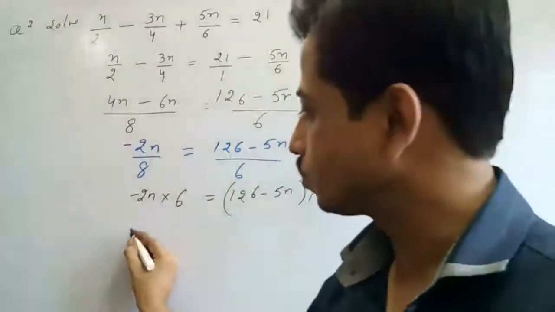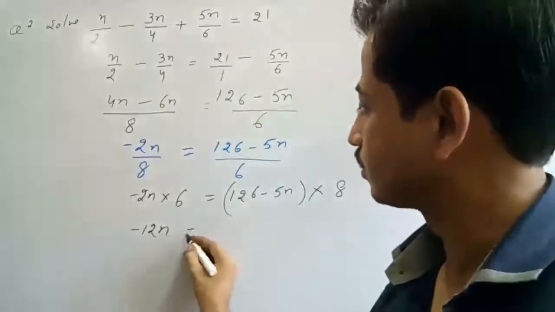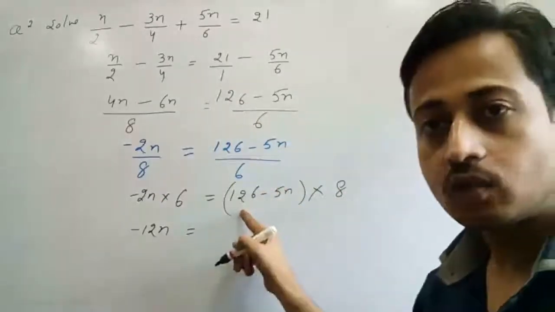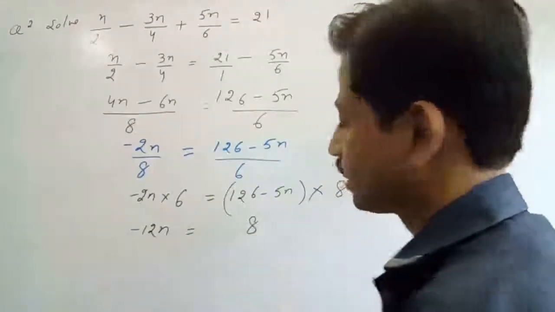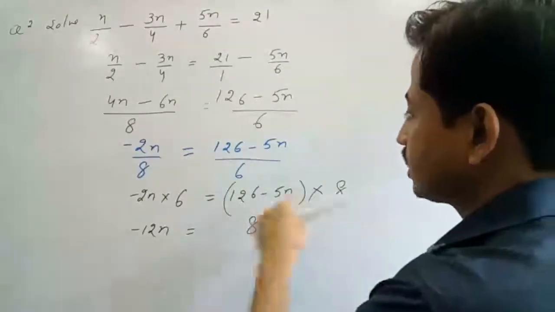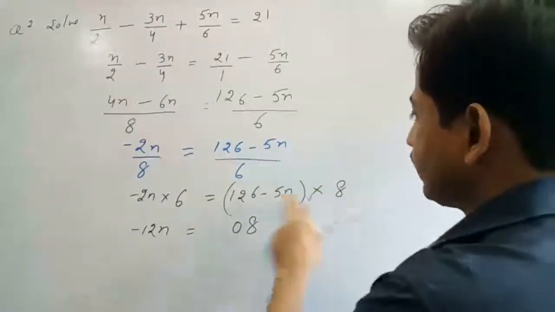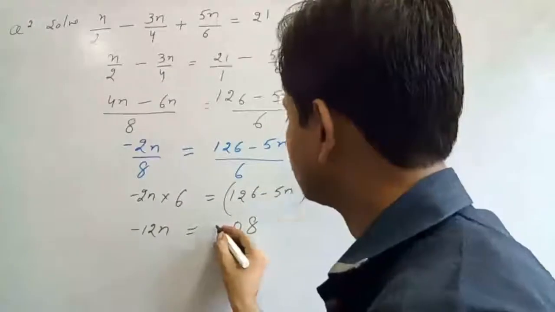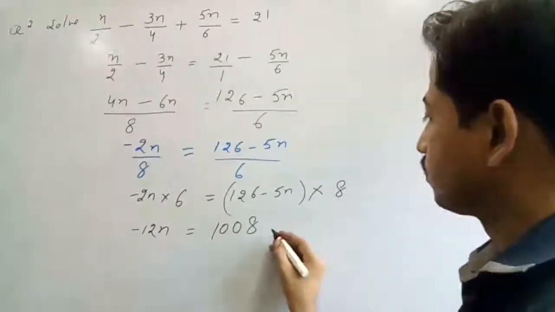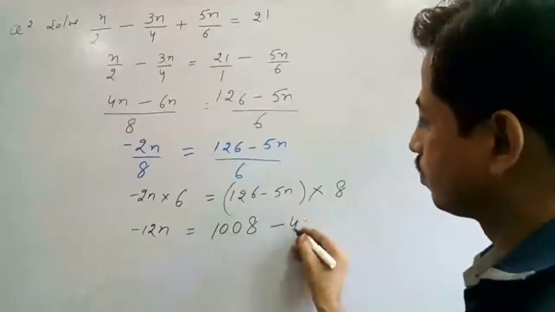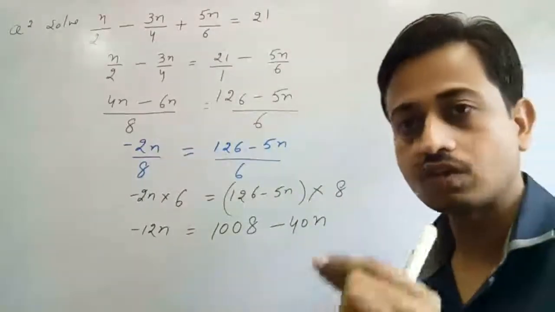6 into minus 2, we get minus 12n, and as it is. 126 into 8, now multiply. 8 into 6, 48, carry 4. 8 2s are 16 and 4, 20, carry 2. 8 1s are 8, 8 and 2, 10. Minus 8 5s are 40n. We have to get the value of the variable.